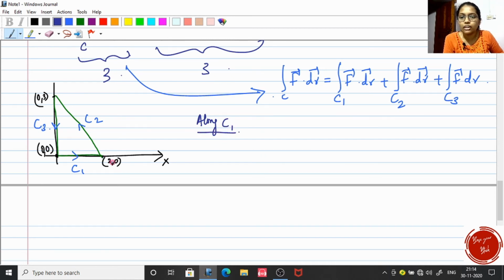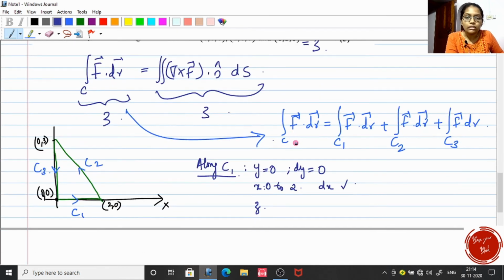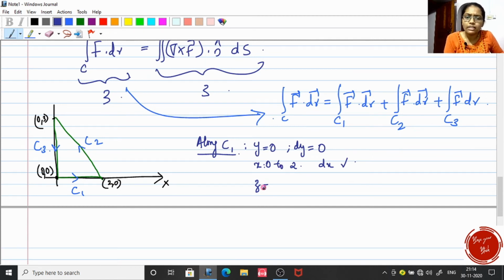Here you can see the y coordinate is 0, y equal to 0. So since y is a constant value, we can say that dy is equal to 0 because there is no variation in y. And what about x? X ranges from 0 to 2, which means there is a variation for x, dx is existing. What about z? Because we have to bother about the z value also, since the question contains the variable z. Z is always 0 because the curve is in the xy plane. So z is equal to 0 and dz is also equal to 0.